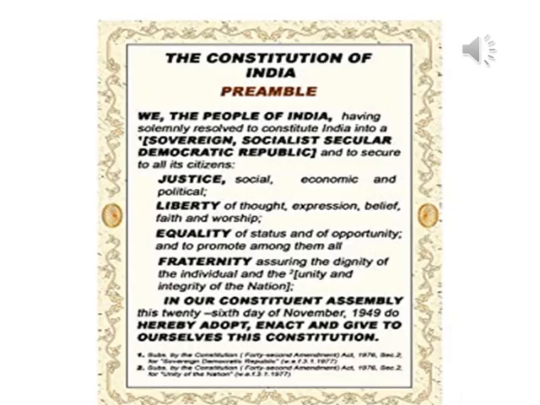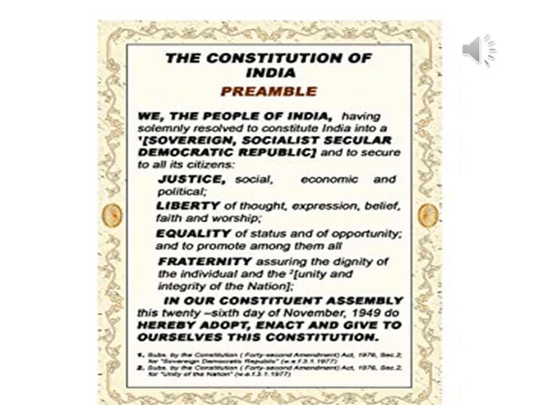This is the preamble of our constitution. You can see here the 3 ideals of the French constitution in our preamble also: liberty of thought, expression, belief; equality of status and opportunity; fraternity, which means universal brotherhood. We have borrowed these ideals from the French constitution. It shows the importance of this revolution.